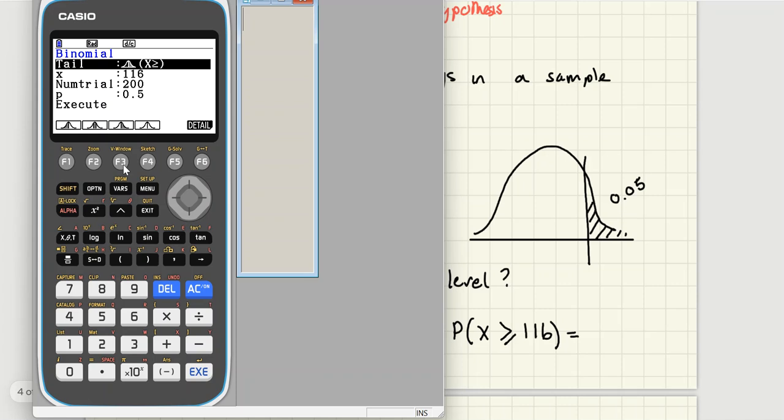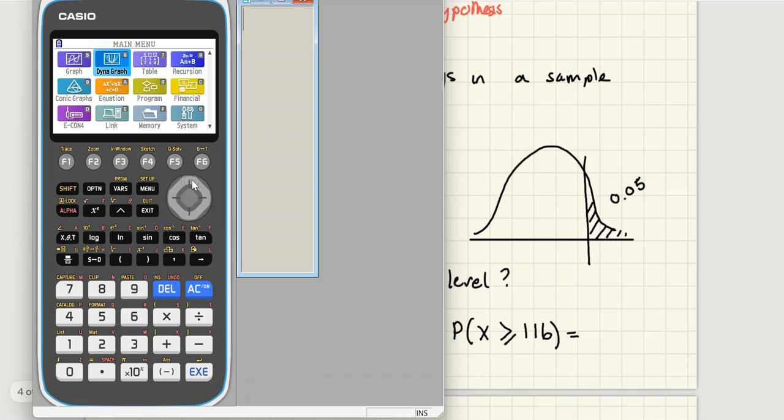Who's got this version? Just you two. Okay. I'll do it quickly and then we'll go through the other way. So if you can all follow, because you would update your software. If you're in menu, normally you're at this level. Scroll down and go to distribution. Hopefully, if your calculator is relatively new, you should have it.